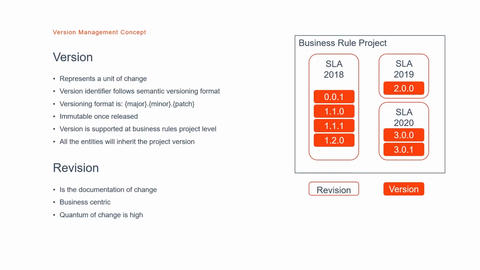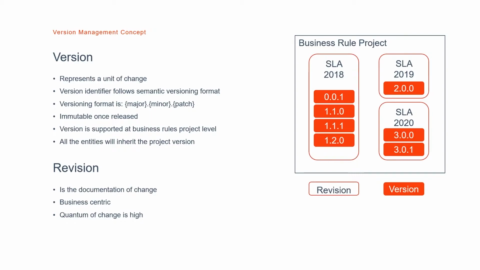There is one limitation with SAP Cloud Platform Business Rules. You're just allowed to have 10 versions available at the same time. So once you've reached the 10 versions, you would need to delete an old version. The versioning is just supported at business rules project level. So you can't version a specific data object or a specific rule service. You can just version the whole project itself.